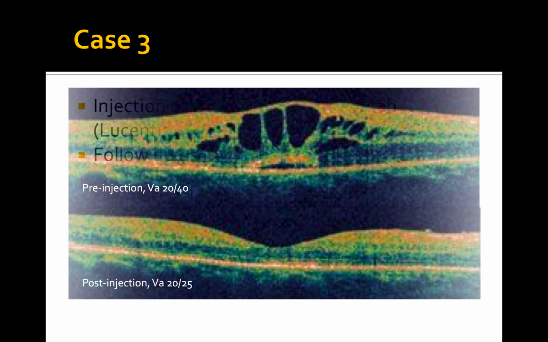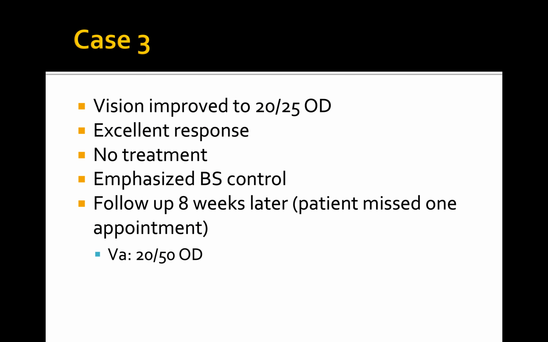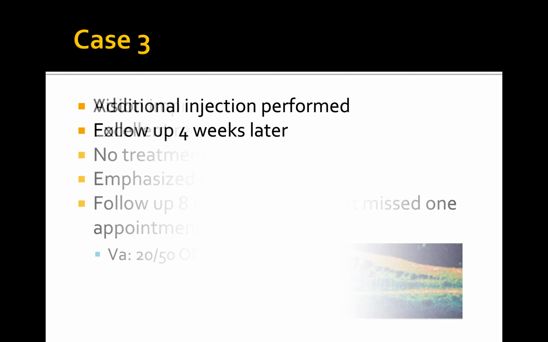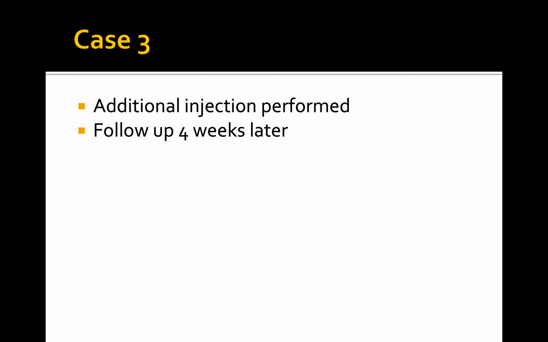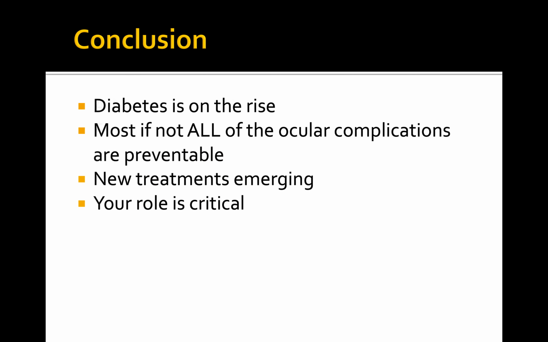Four weeks later, looks fantastic. Vision's back to 20/25. Patient's very happy. So we decided to not do any more treatments. Decided to follow him up in a couple of months. I think he missed an appointment. Comes back now with a recurrence. This is very typical. Additional injection performed and follow-up 4 weeks later. We're back to 20/25. So this patient obviously is going to need careful monitoring and likely additional injections.